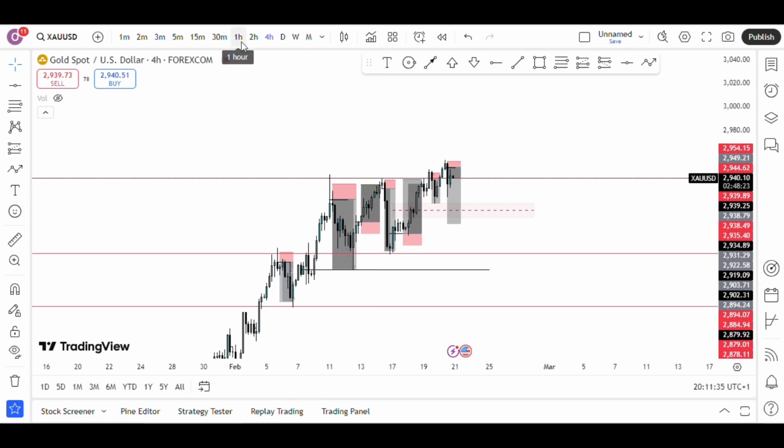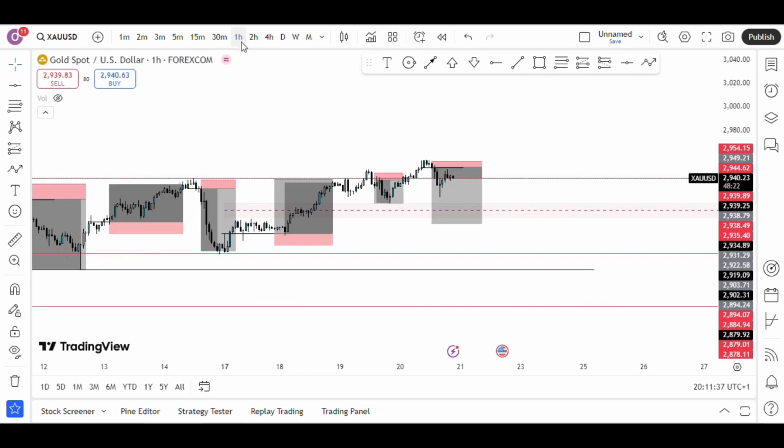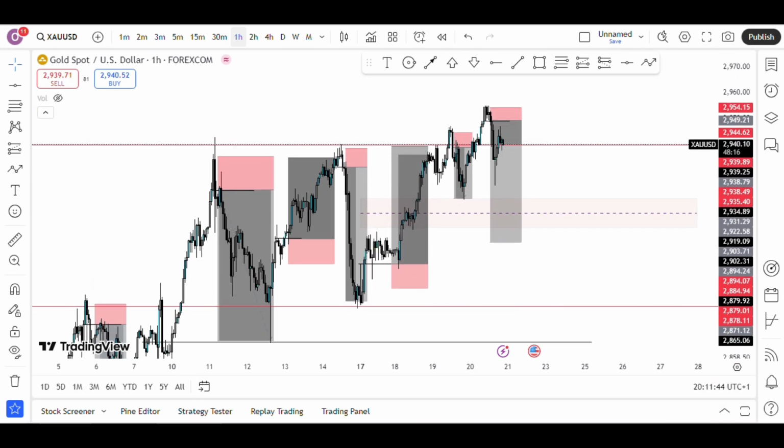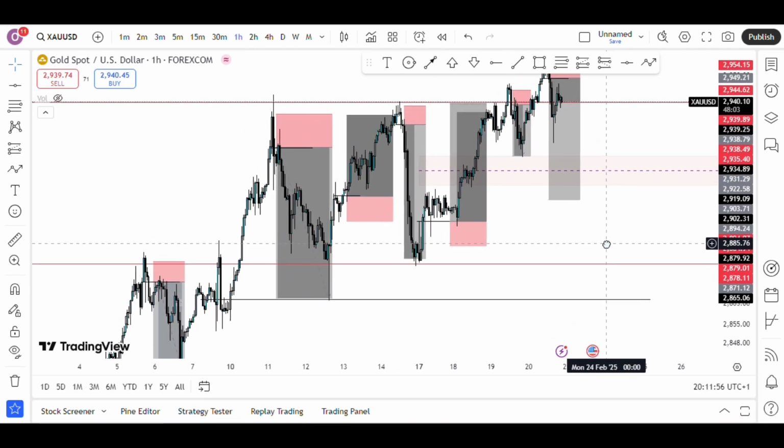So all you need to do is to go over to the lower time frame. Your lower time frame can be your 15 minutes, your 1 hour, your 30 minutes, depending on where you see the move very clear. I use 15 minutes, I use 30 minutes. But for today, I actually see the market looking very, very neat for me on the 1 hour time frame.